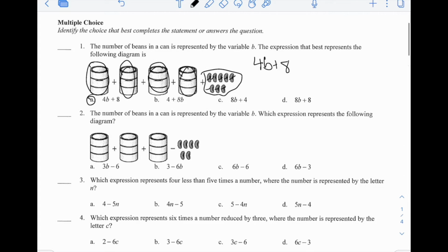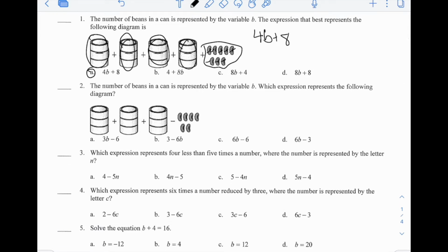Number 2, the number of beans in a can represented by variable b, same thing, which expression represents that? So this time we have 3b, and it says subtract 6. 3b subtract 6, A.